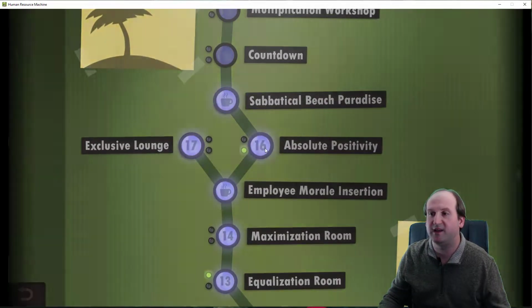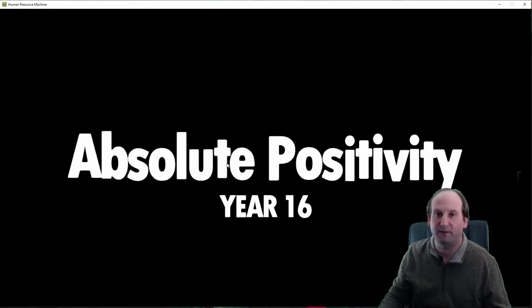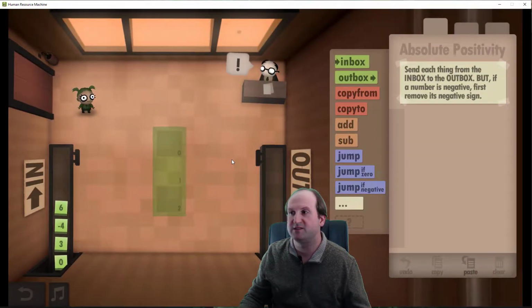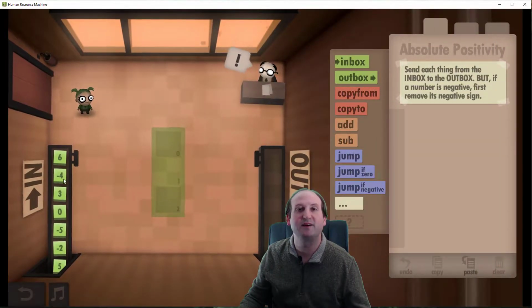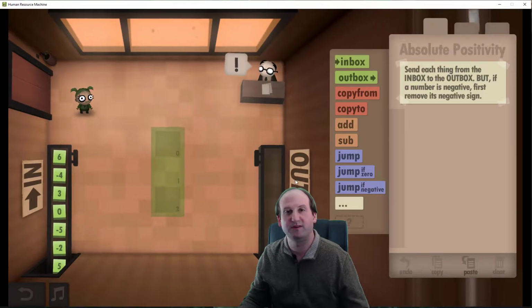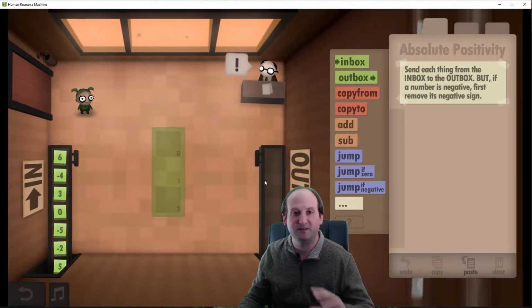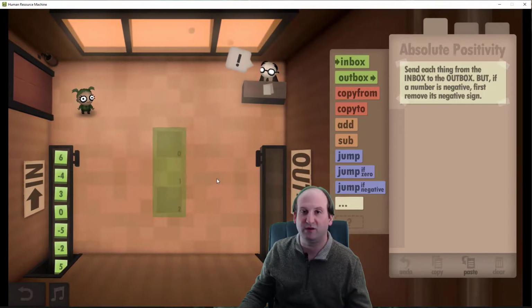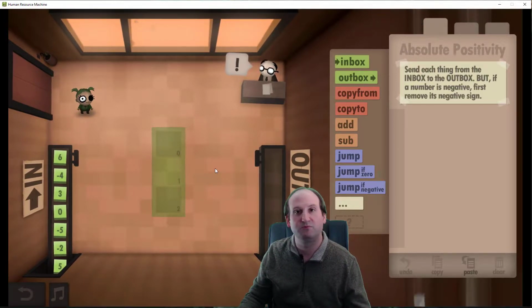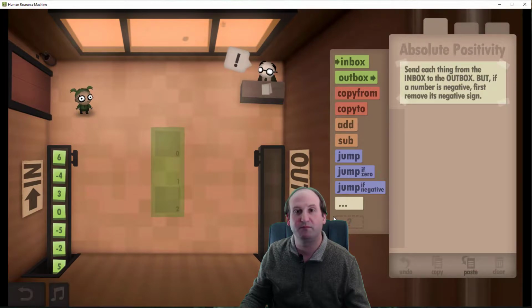So let's dig in and take a look at what we need to accomplish. In this case, everything that's in the inbox in one shape or form is going to get over to the outbox. The only difference being, if it's a negative, we need to negate the negative and turn it into a positive number. So we have everything we need, we just have to put it all together.